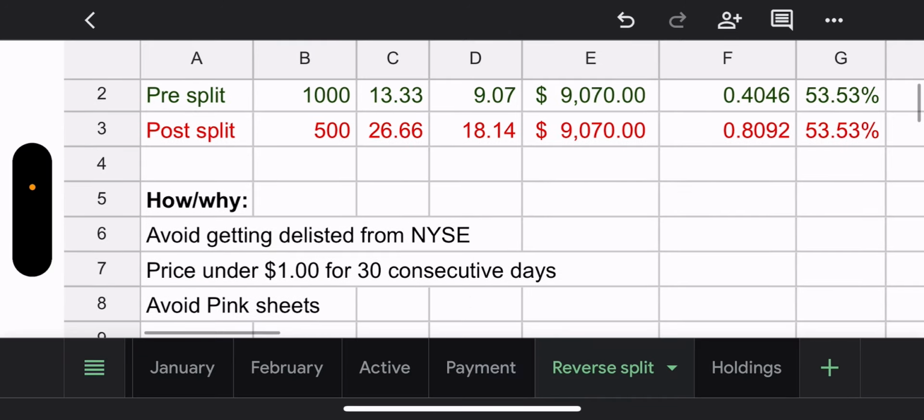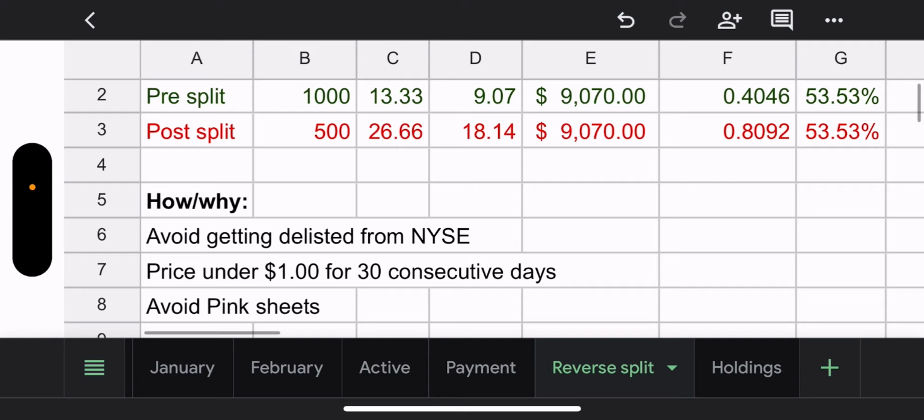All right, so now I added some more things since the last video, the how and the why. I talked about this already, but they want to avoid getting delisted from the New York Stock Exchange. I assume that is the number one reason why they're doing this. Obviously, per the rules that we just read, the price of the stock would have to be under a dollar for 30 consecutive days. So is that the only reason they're worried about? I don't know. But again, they had so much time.